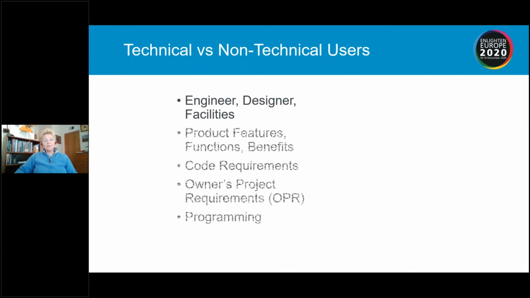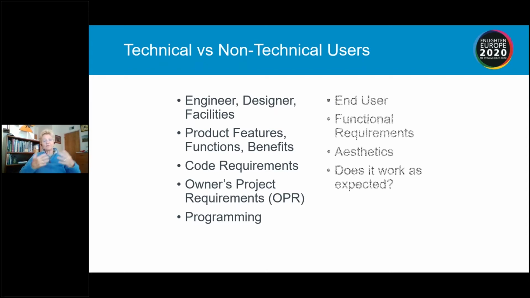We have these technical users, and as I mentioned, it could be because of code requirements, it could be the owner's project requirements, it could be the programmer, it could be all the features we think we're putting into the system, because we're thinking from a technical standpoint. Sometimes we have to think about the non-technical users who are the end users, and all they want to do is turn the lights on. They're looking at whether it works as expected, and whether they can get enough light, or whether there is too much light. So this is the balance we have to weigh in designing systems.